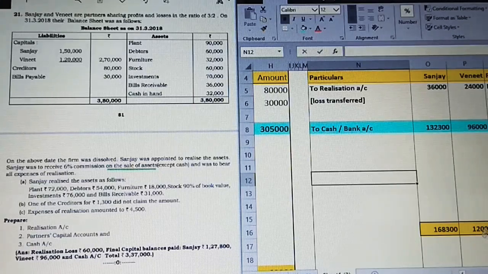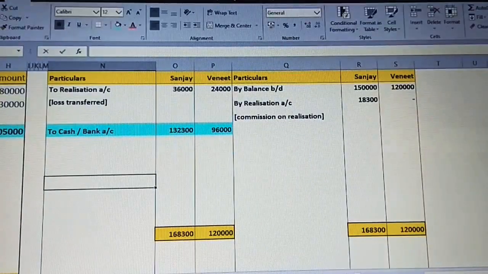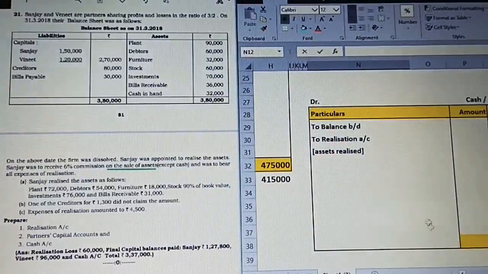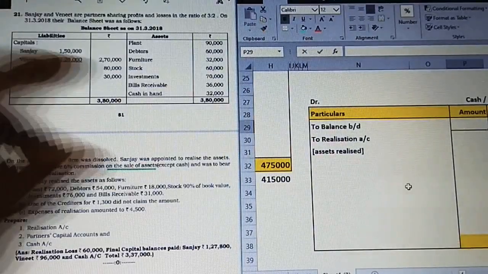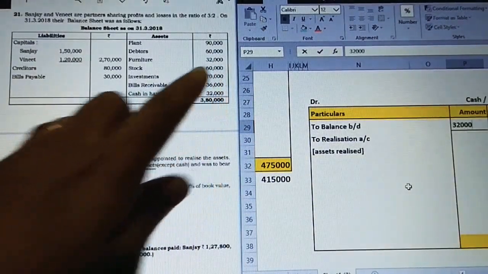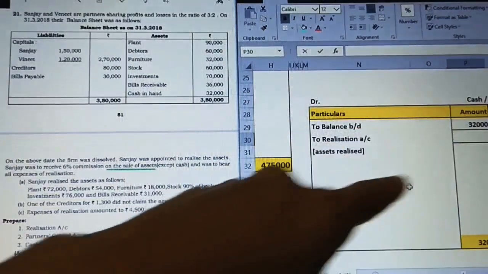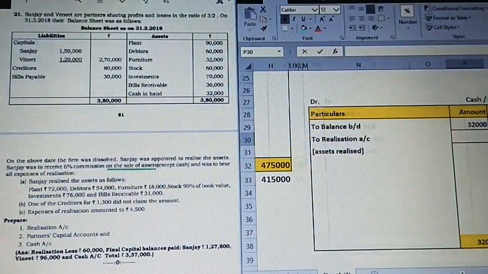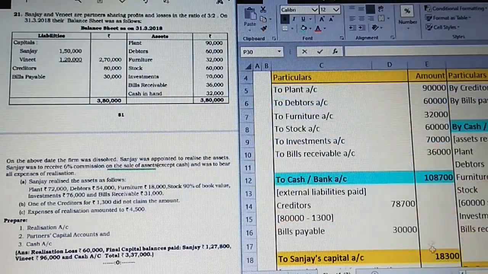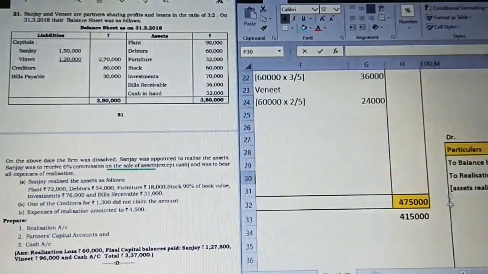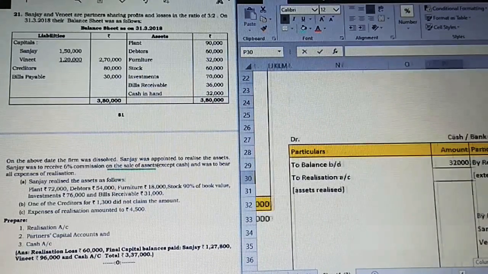Okay, now let us just concentrate on cash account. Next, going for the cash account. First step, the cash in hand opening balance is 32,000. I have taken it. I've just taken up the format, so I didn't delete it. So let us take up easily. The first step is opening balance. I have taken. Next, the assets realized. We are supposed to take up the assets that have been realized. We'll find out here. The assets were realized at 3,05,000. That is going to be taken up now.